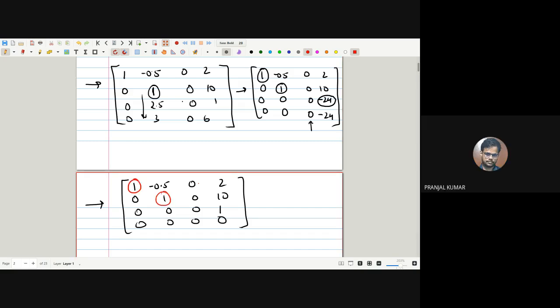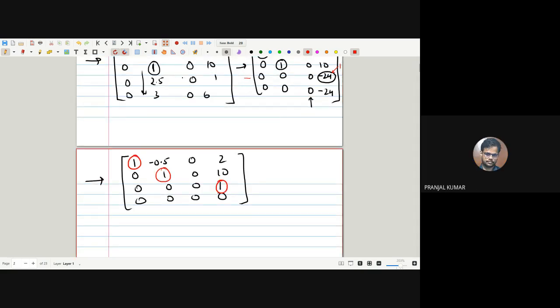Okay, so the thing is I performed multiple steps. First I scaled this row by minus 1 by 24. So this will become 1, yes or no? Then I added 24 times row 3 after conversion. After it has become 1, I scaled it by 24 and added it here. So this has become 0. So now there are 3 pivots.